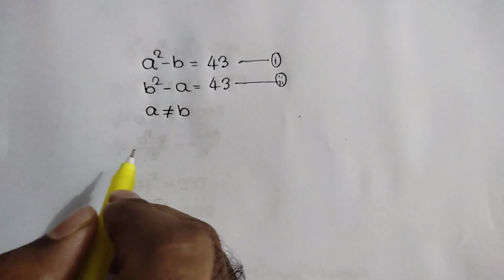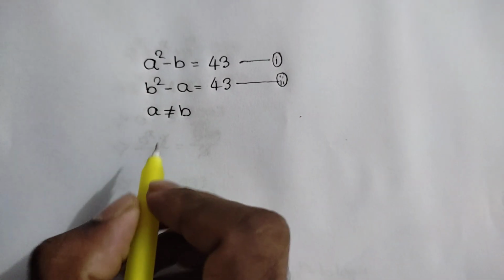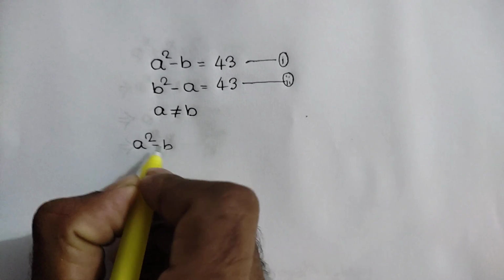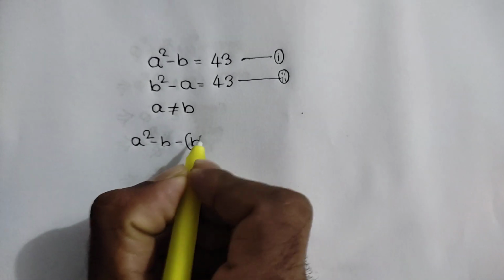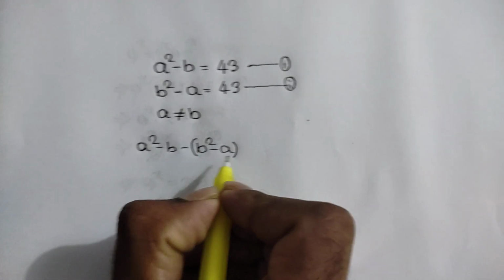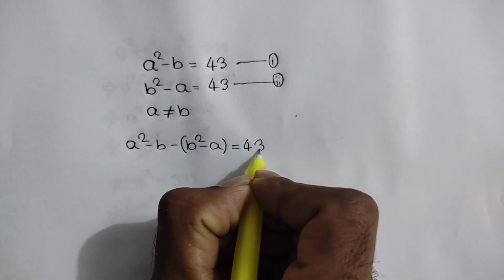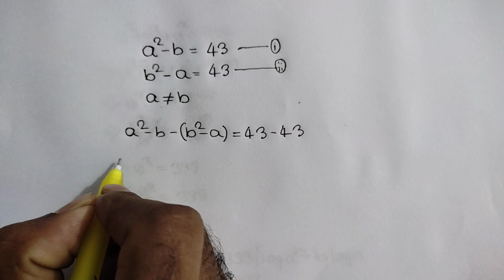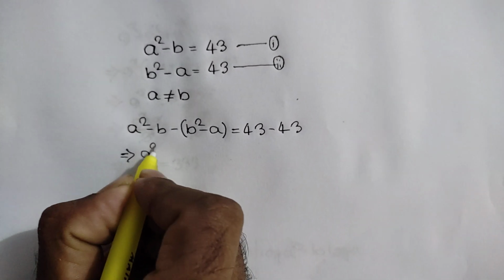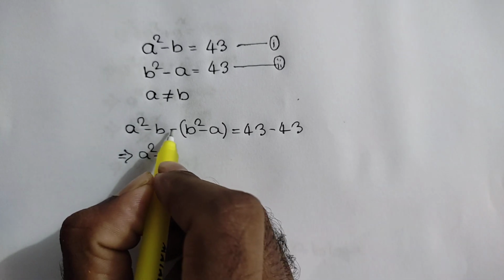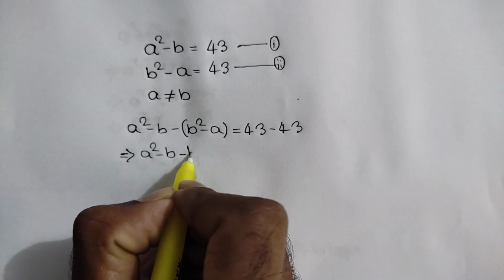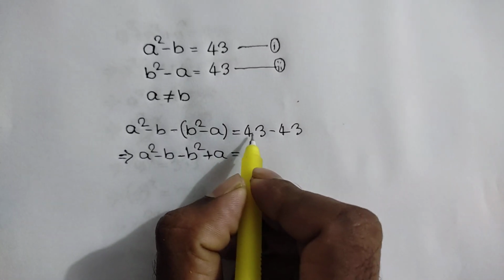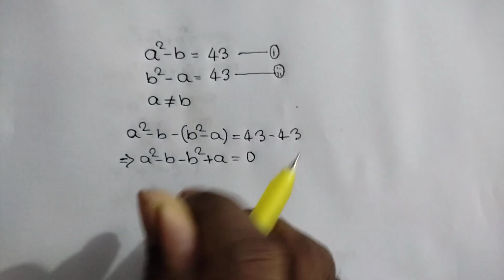If we subtract equation 2 from 1, we can write a square minus b minus b square minus a is equal to 43 minus 43, or a square minus b minus (b square minus a), minus times plus is equal to minus b square, minus times minus is equal to plus a, is equal to 43 minus 43 is equal to 0.